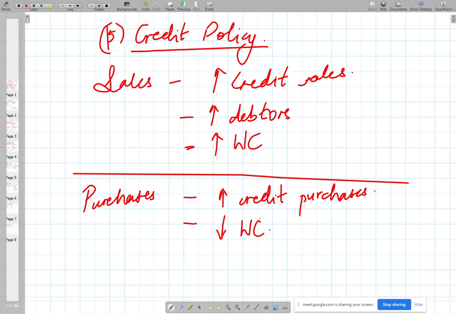So in this case, the type of credit policy you follow for your customers, as well as the type of policy your suppliers follow while they deal with you, that will determine how much working capital is needed by the business at any given point of time. Okay, so that was the fifth point, based on the type of credit policy that businesses follow.